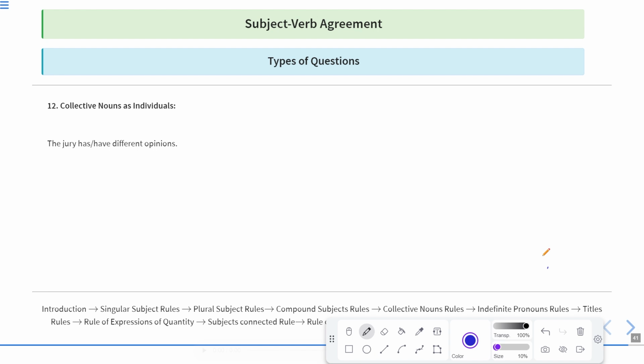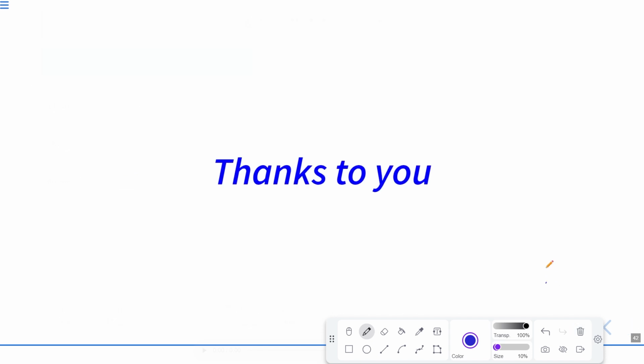Collective noun as individuals. The jury has or have different opinions. Now, if they are different in their opinions, it means they are plural. They are not working collectively. They are scattered or distributed. That is why we will use have. The jury has, sorry, it is incorrect over here. It should be jury have. This is written incorrectly over here. Maybe some printing error is there. So the jury have different opinions. Now let us move to the next one.